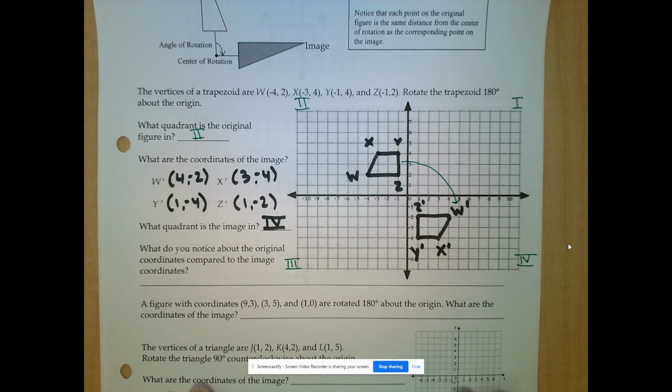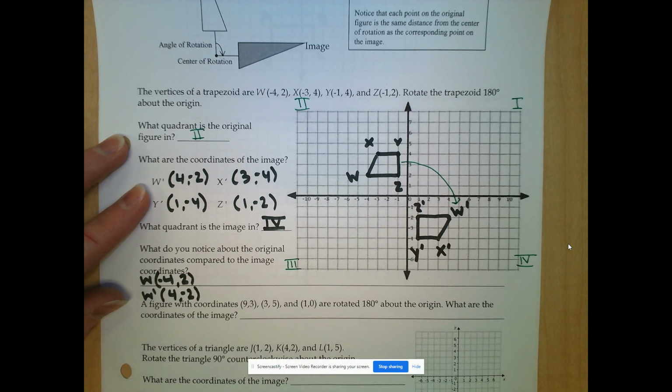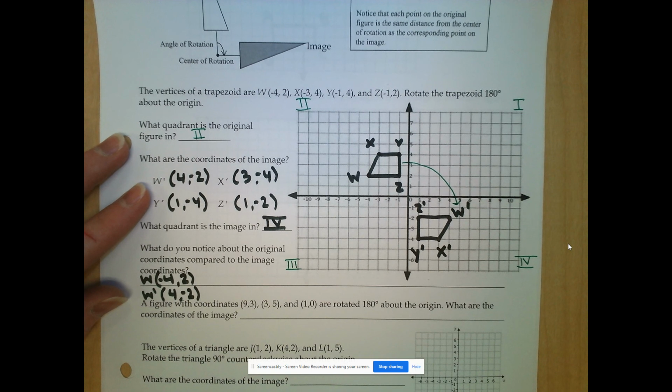What do you notice about the original coordinates compared to the image coordinates? So for example, W was at -4, 2. W prime is at +4, -2. So what happened to the coordinates? What we find is that both coordinates have become their opposite.